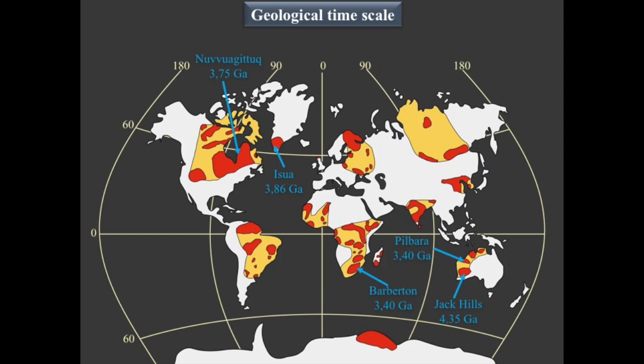So now have a look at the place where we can find these rocks. So Jack Hills is somewhere here in Yilgarn Craton, here in southwest Australia. We have Isua in southwest Greenland, Barberton in South Africa, here near the boundary with Swaziland. Here we have Pilbara Craton in northwest Australia, and Nuvvuagittuq in Quebec in Canada here. So I will speak about these places, mainly about these places.